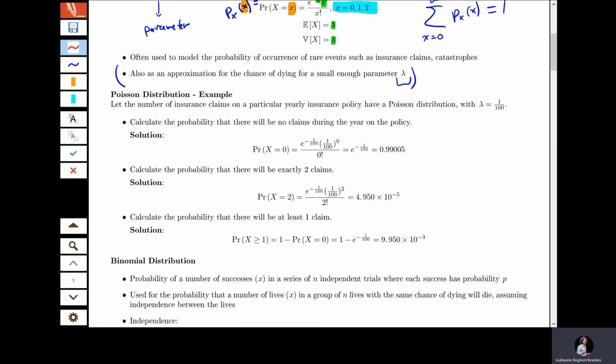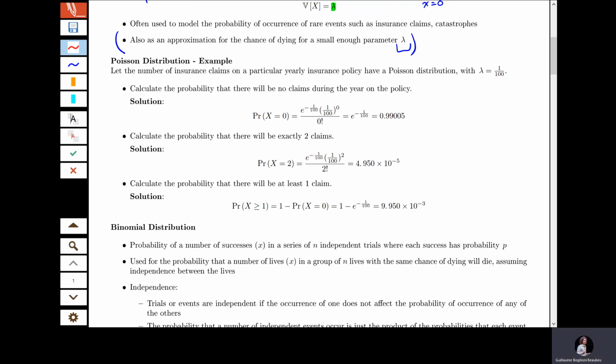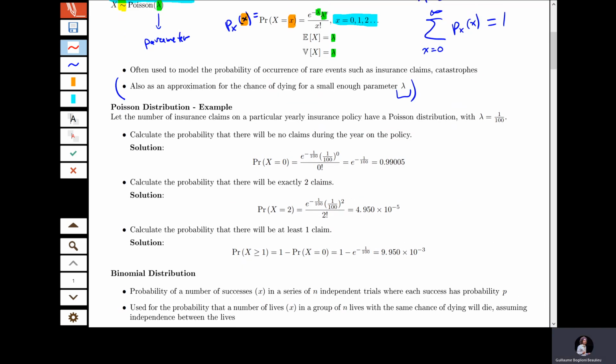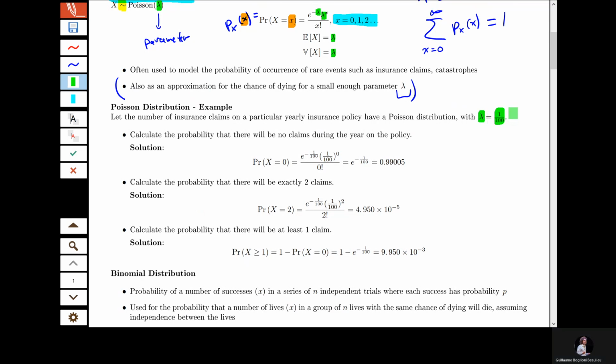And we will revisit this idea later in the course in the last module, general insurance, and you will also see it more formally in other courses. Some simple numerical example. Let's say that the number of insurance claims on a particular yearly insurance policy has a Poisson distribution with a certain parameter here. So they give you the numerical value of lambda. They say lambda is specifically 1 in 100.